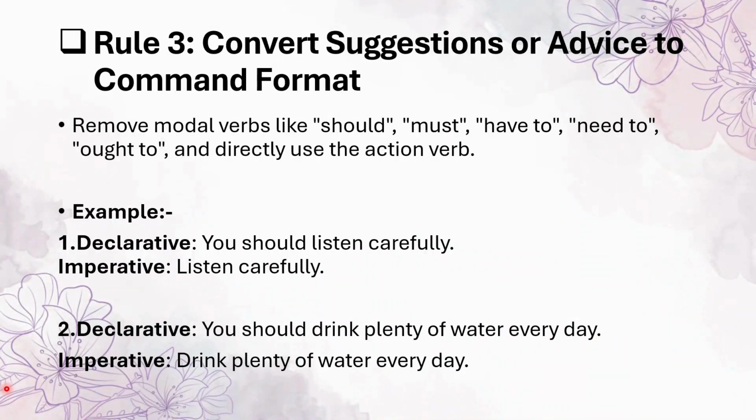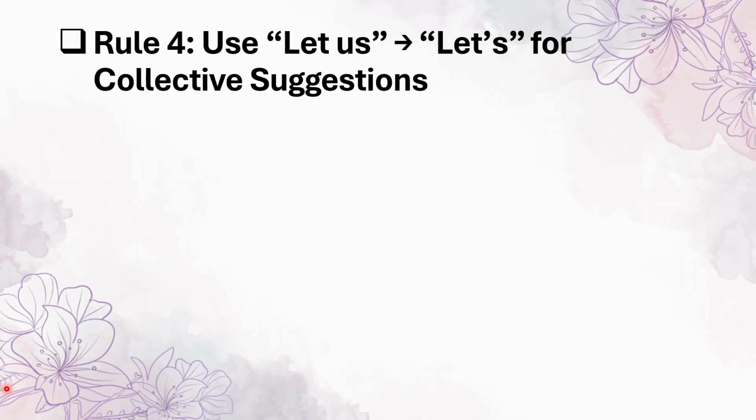For example, you must obey your elders becomes obey your elders. You ought to take rest becomes take rest. If you are ever confused whether a sentence is giving advice or a suggestion, just look for those modal verbs like should, must, need to, etc. When converting to imperative, just cut them out and go straight to the verb. Now we are going to look at rule 4, which is about collective suggestions.